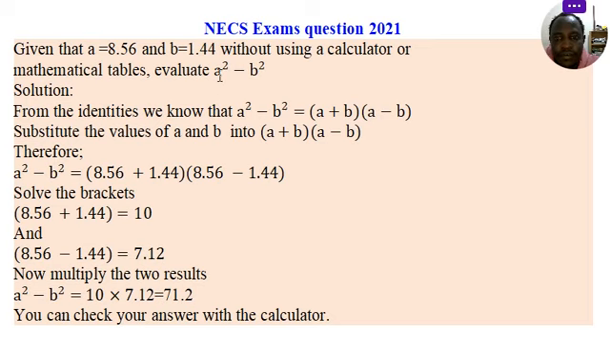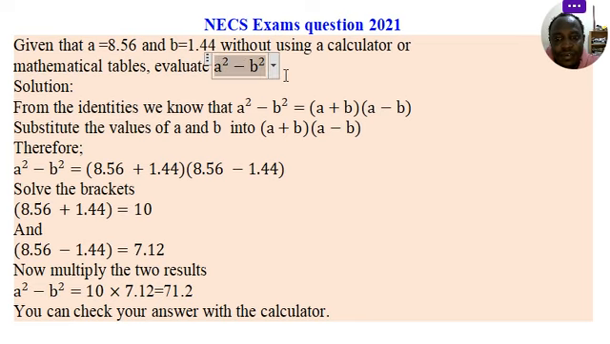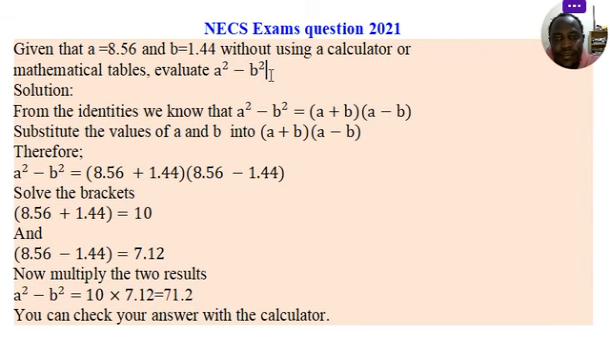Okay, so this is another question which came in 2021, and it's one of the typical examples of a question where you need to use this formula, which is called the difference of squares. It says, given that a is equal to 8.56 and b is equal to 1.44, calculate this without using a calculator. I know most of the students are always tempted to use a calculator, but this is a question that you don't need to use a calculator for.